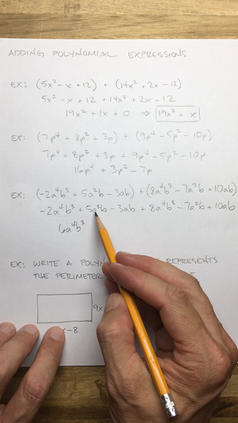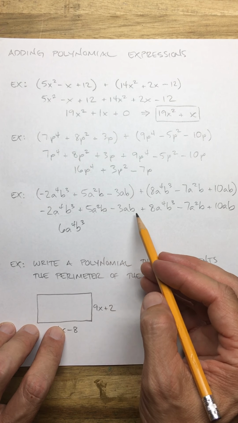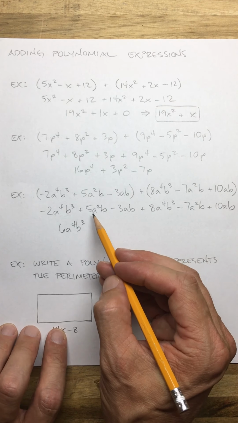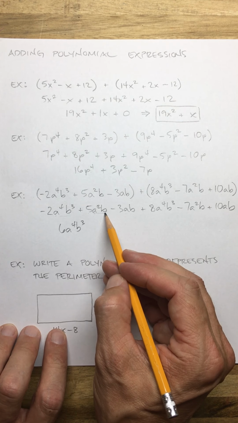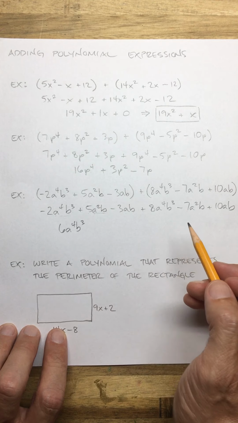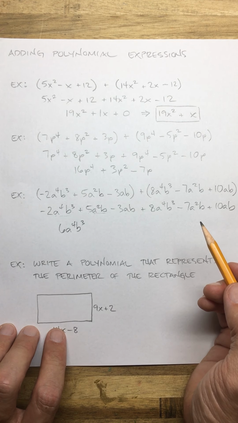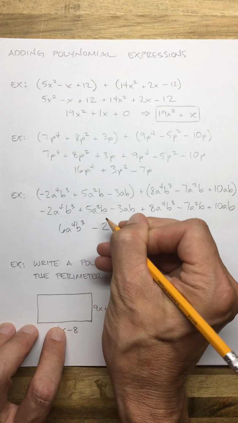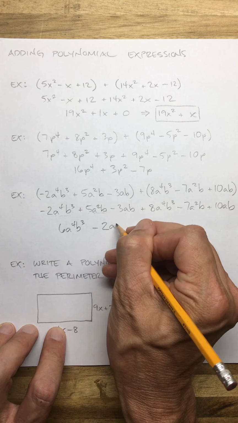And then you have an a squared b. Do we have an a squared b anywhere? There's an a squared b. Okay, so look, I have 5 of those a squared b's, and here I'm taking away 7 of those. So if I have 5 and I take away 7, can you do that? That's right, it's negative 2. So now I'm left with negative 2 of the a squared b's.